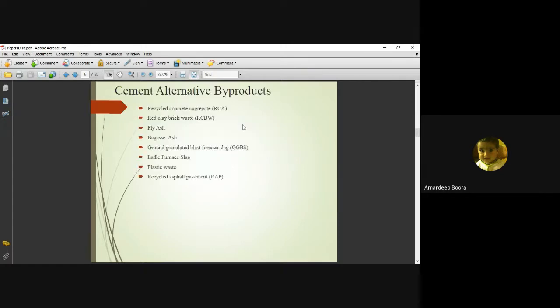Okay, so these are the different bioproducts which I enlisted over here: recycled concrete aggregate, red clay brick waste, fly ash, bagasse, GGBFS, metal furnace slag, plastic waste, and the recycled asphalt pavement. Besides this, there are other waste materials also, but I am not able to cover them all. You can say electronic waste, some other type of e-waste or other waste will be there. So I am just going to discuss this type of material only.